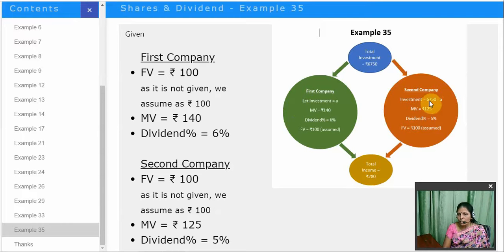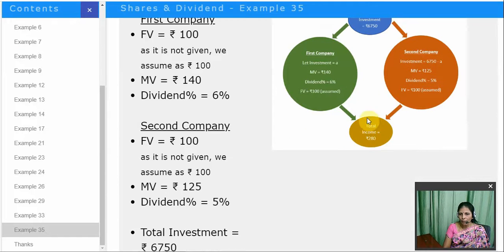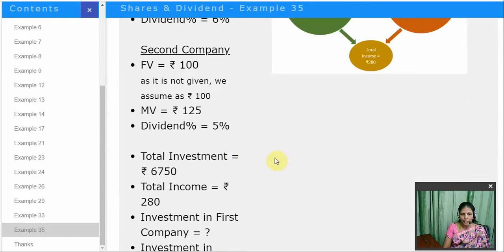So 6,750 minus A. So this much he is investing in the second company. Market value is this. Dividend percentage is given. Face value that we have assumed. Now out of these two companies, he will be getting the income. In return, he will get the income from this company and from this company, and this total income is given here as 280 rupees. The total income from both the companies he is receiving is 280.